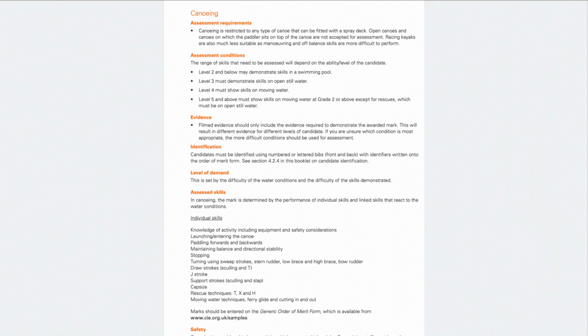And then canoeing. Oh, I didn't do canoeing. It's just one of their examples, to show that even for something like canoeing, you need to know what you're doing. If you want a level 5 and above, you must show skills on moving water at grade 2 or above, except for rescues, which must be on open, still water. So these are just examples, and again, it's so important.